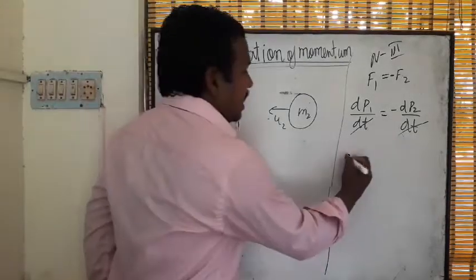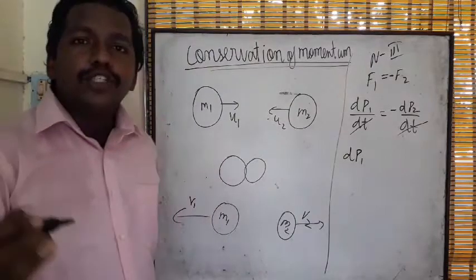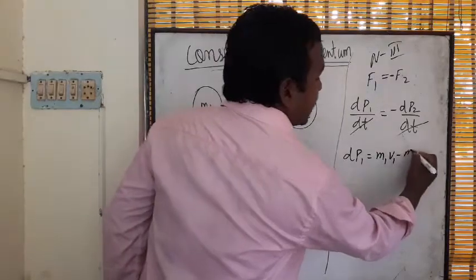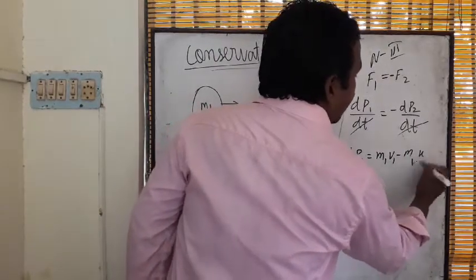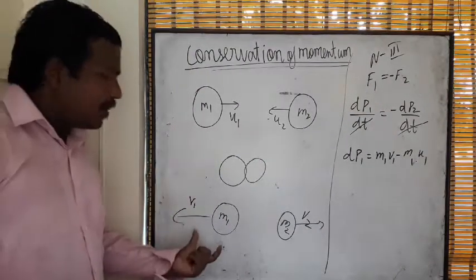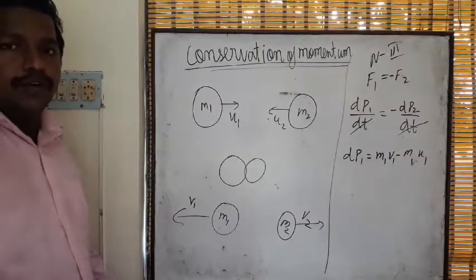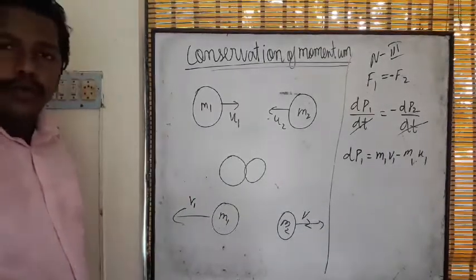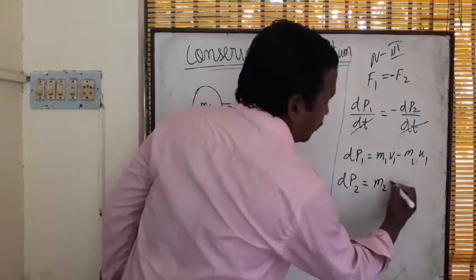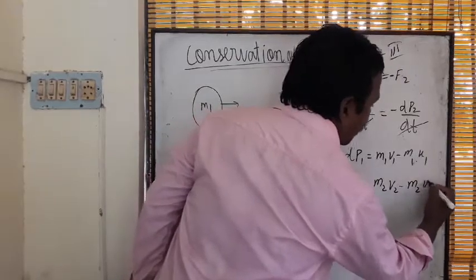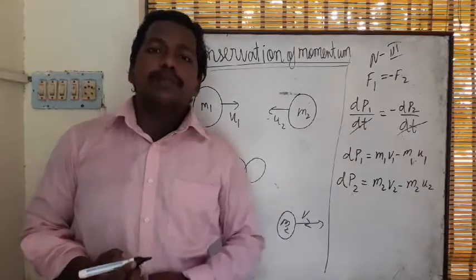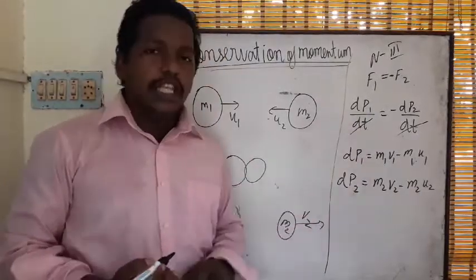Now dp1 is the change in momentum produced in the first object, that means m1 v1 minus m1 u1, that is, momentum after collision minus initial momentum before collision. In the same way, the momentum change in the second object, dp2, is equal to m2 v2 minus m2 u2. So this is the momentum produced in the first ball, and this is the momentum produced in the second ball. As we know, both are equal and opposite.